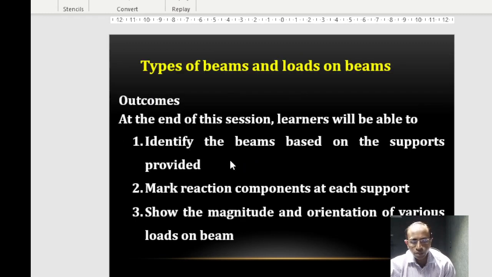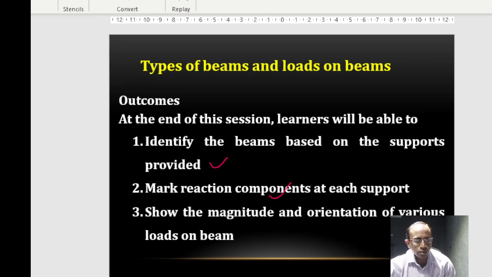We are now able to identify the beams based on the supports provided: a cantilever beam, which is fixed at one side and free at the other; simply supported, with one hinge and one roller; and beams having an overhanging part or projection from the supports, which we call overhanging beams. When more than two supports are there, it is called a continuous beam. And then we are able to mark the support reactions. And finally, loads can also be easily represented along with magnitude and direction or orientation.